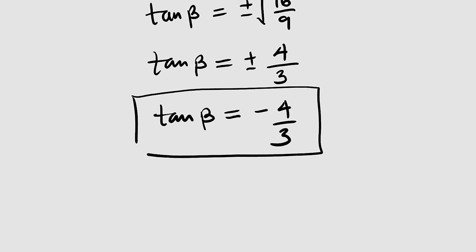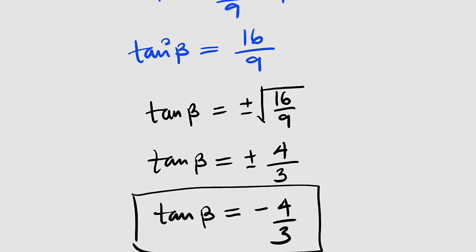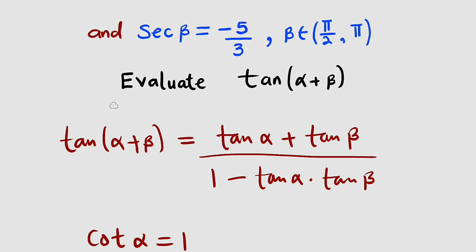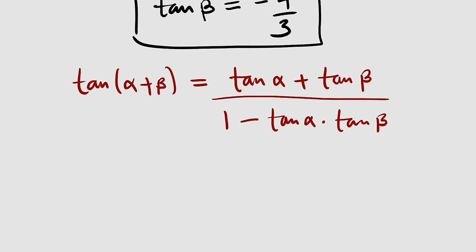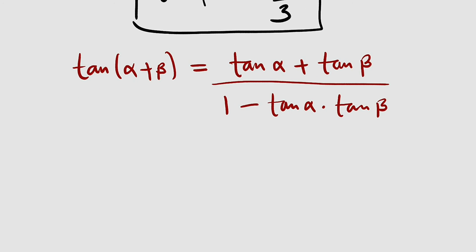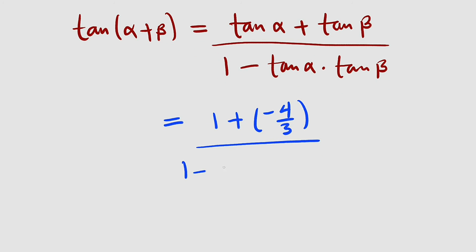So we have tan alpha and also tan beta. Let's go ahead and substitute them back into this equation. Let me just copy that. So this is what we have. What we are going to do is to substitute. We have seen that tan alpha is 1 and tan beta is negative 4 divided by 3. So this will be equal to 1 plus negative 4 divided by 3, then we divide by 1 minus tan alpha, which is 1 also, multiplied by tan beta, which is negative 4 divided by 3.